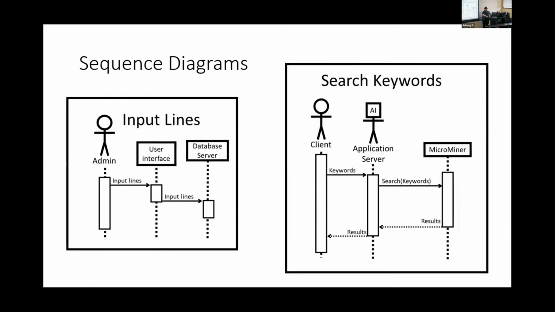Looking at the sequence diagrams, first of all, an admin can input lines, which means they'll put the lines into the user interface, and the user interface will bring them directly into the database server. And when a client searches for keywords, it'll send those keywords to the application server. The application will send the keywords to the micro-minor. It'll get those results, which will pass those results on to the client.